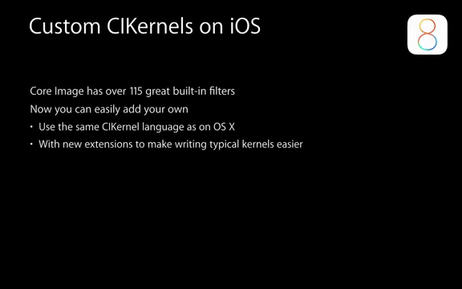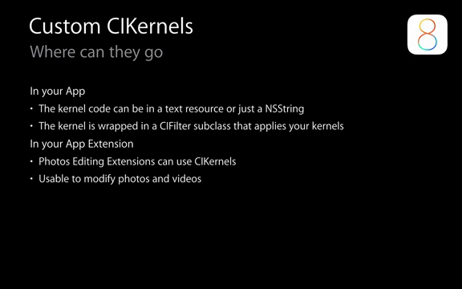So first and most interesting, I think, is custom CI kernels on iOS. As I mentioned, this has been our top requested feature. Core Image already has 115 great built-in filters on iOS, but now you can easily create your own. So this is a terrific feature for developers. When you're writing CI kernels on iOS, you can use the same CI kernel language that you use today on OS X. There are a few extensions which allow making typical kernels even easier, and we'll talk about that in much more detail in our next presentation. Where can your CI kernels live?